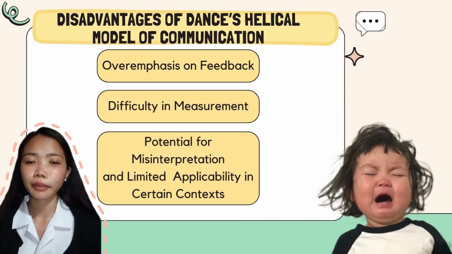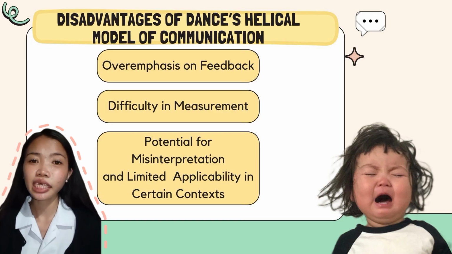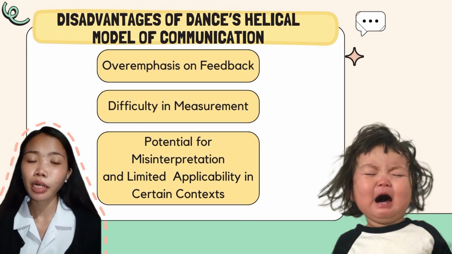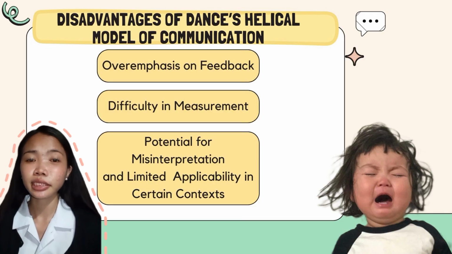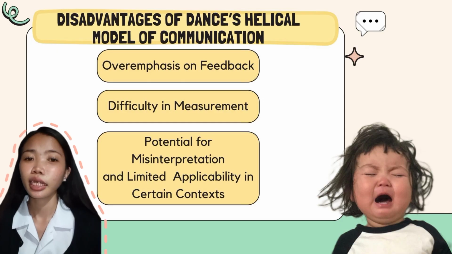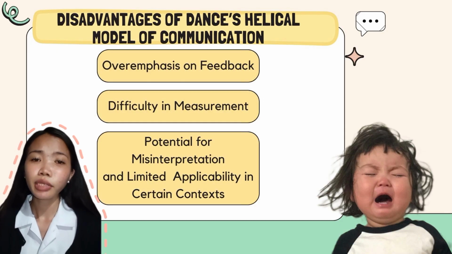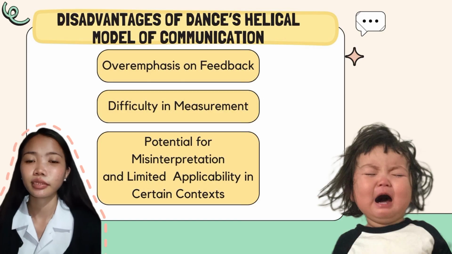Overemphasis on feedback. While feedback is a crucial component of the helical model, its overemphasis on feedback loops may overlook other important aspects of communication, such as message encoding, decoding, and channel selection. In some cases, communicators may rely too heavily on feedback without considering other factors that contribute to effective communication.